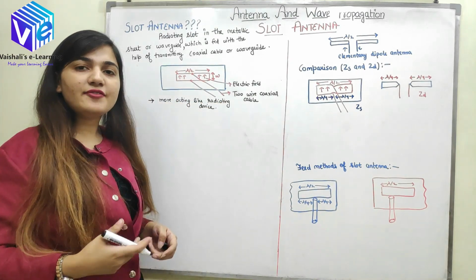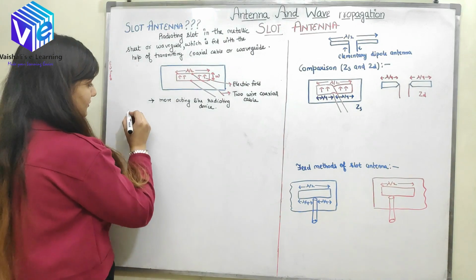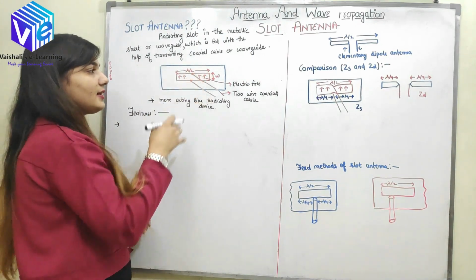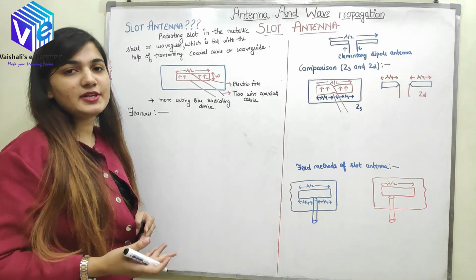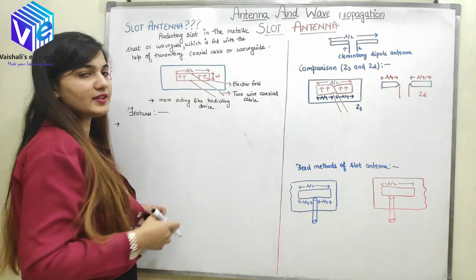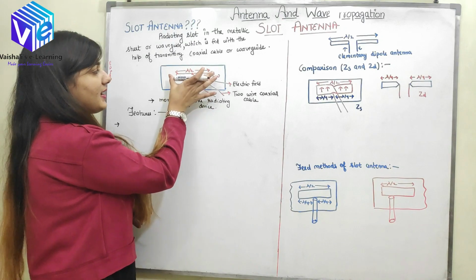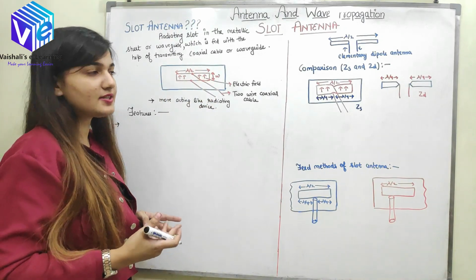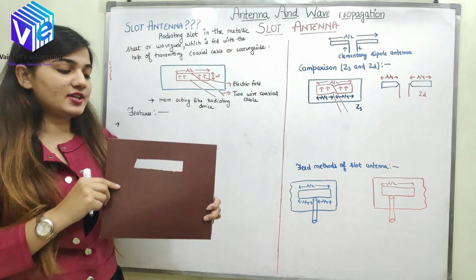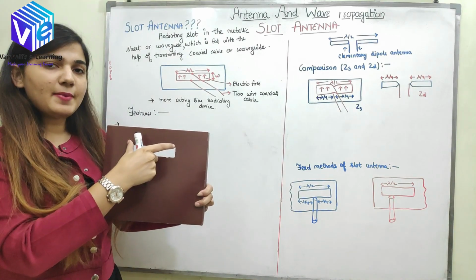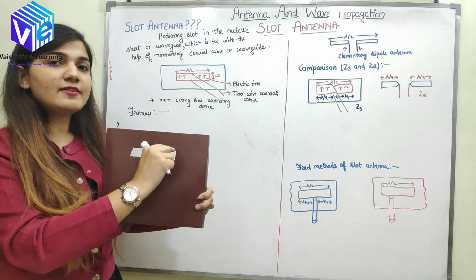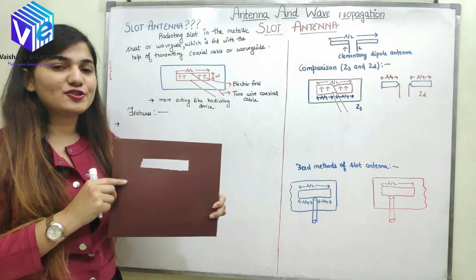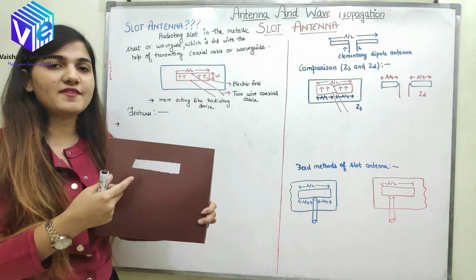Now we will see the features of the slot antenna. The first feature, as I mentioned here, is that the length is very large as compared to the width of the slot. If I am taking my length to be lambda by 2, the width should be very much less than the length, which is lambda by 2. So this length and width should be very small. So this structure should be very small.